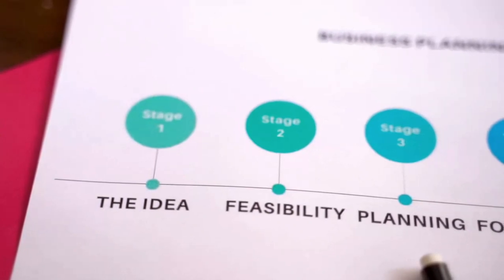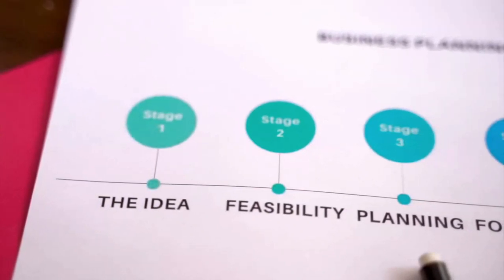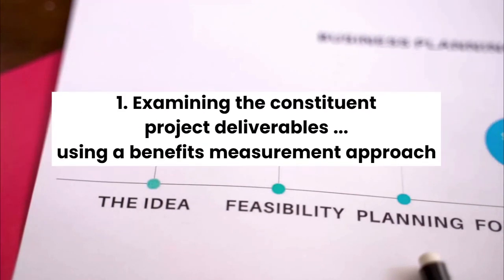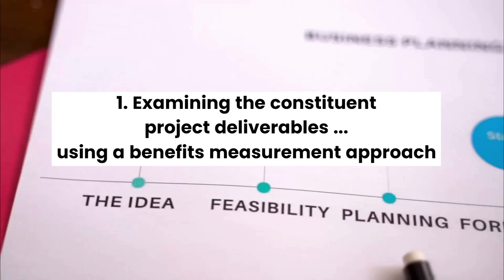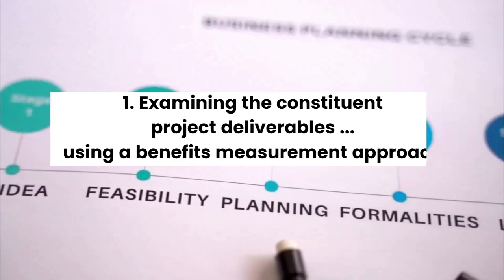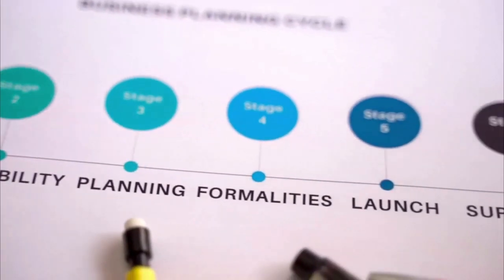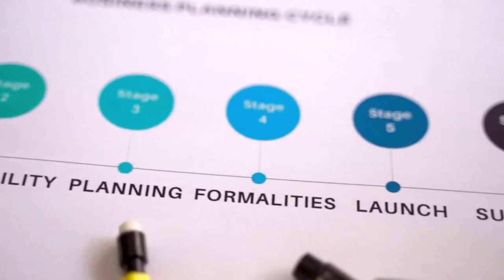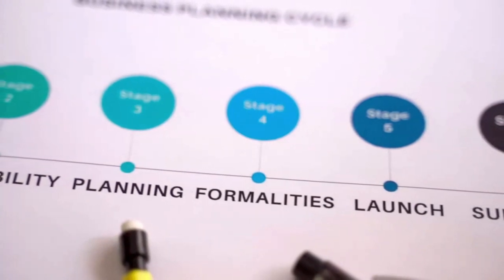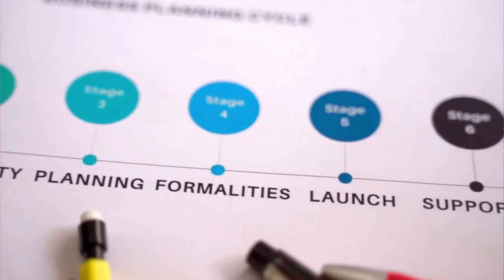1. Examining the constituent project deliverables using a benefits measurement approach. There are several components that are essential to the success of a program that make up program benefits management. Processes for monitoring the program's ability to deliver on these benefits and outcomes, and for clarifying the program's planned benefits and intended outcomes, are included in program benefits management.